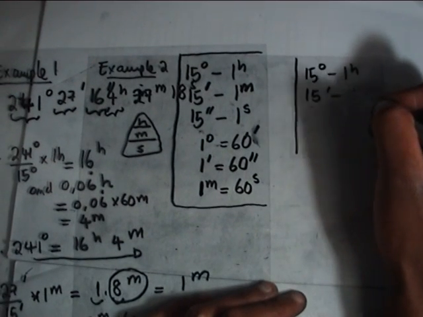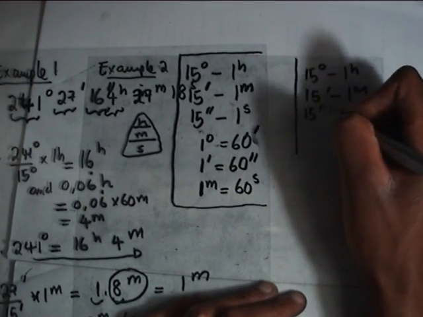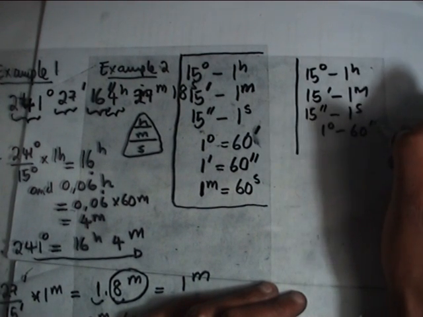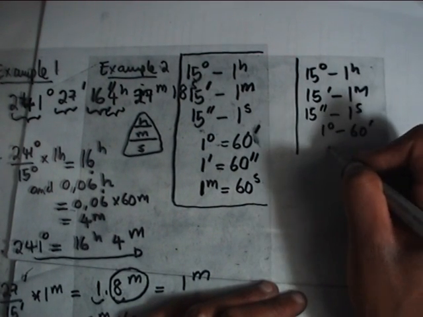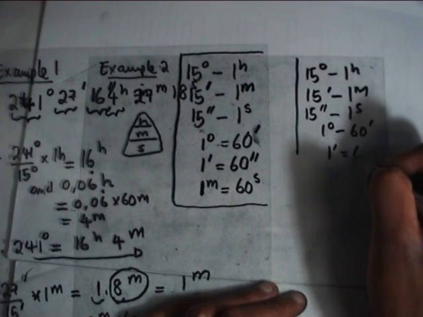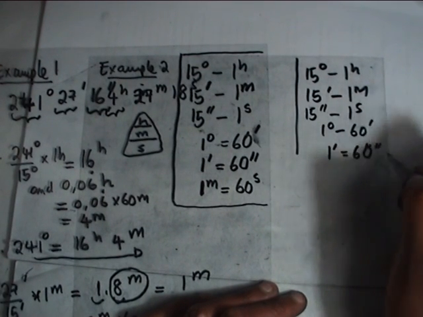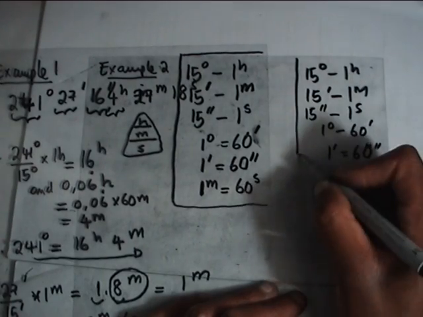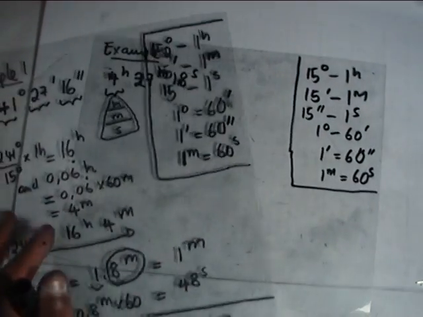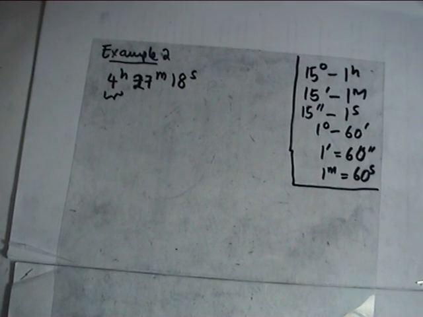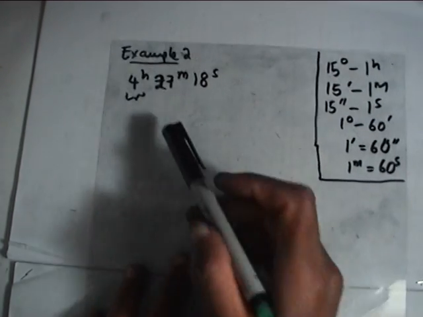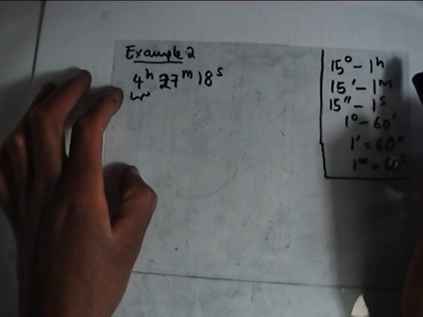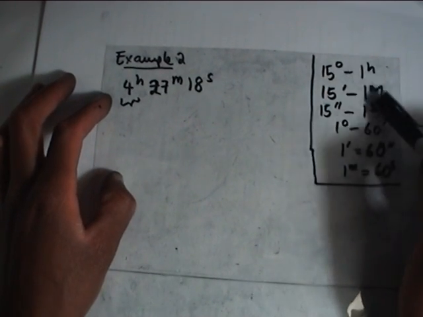15 arc minutes is equal to 1 time minute, and 15 arc seconds is equal to 1 time second, and then 1 degree is equal to 60 arc minutes, and 1 arc minute is equal to 60 arc seconds, and 1 time minute is equal to 60 seconds. Alright, we are going to keep this there. So now let's see, we are going to convert 4 hours, but we know that 1 hour is 15 degrees according to this conversion table.